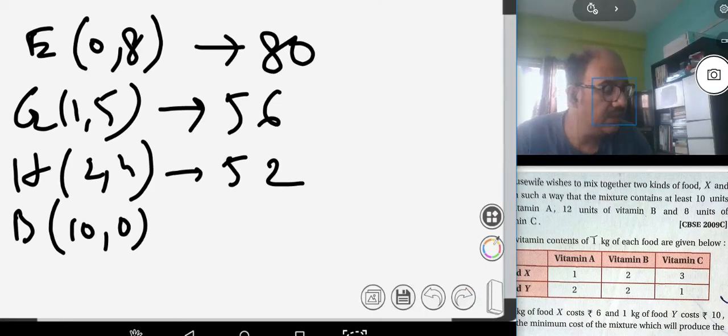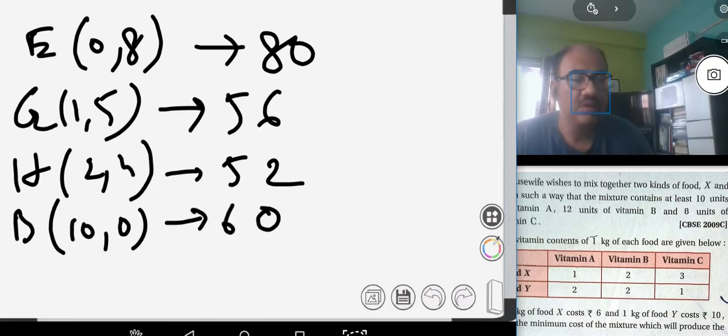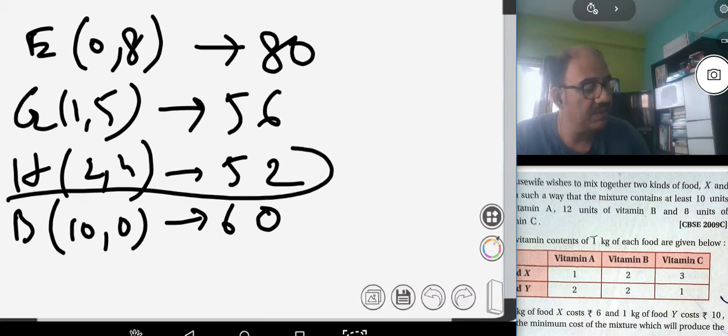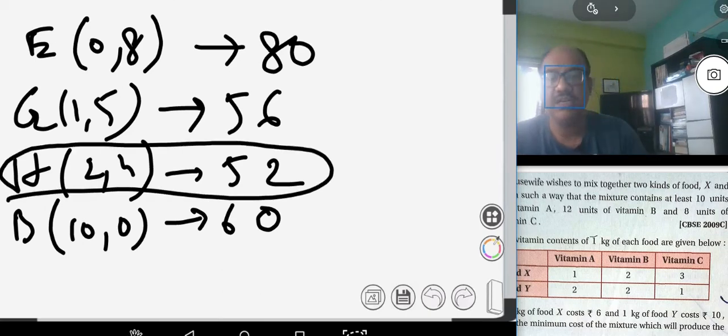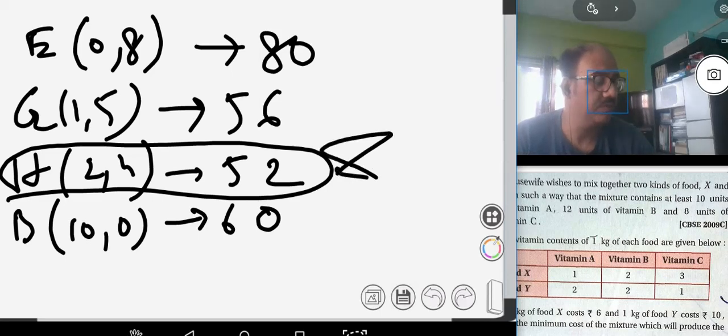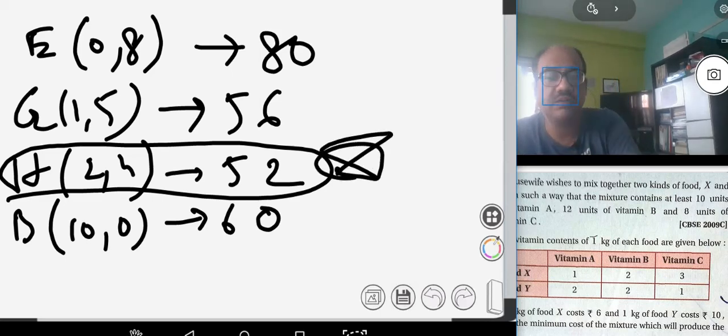And the point B is 60. So 6 into 10, that is 60. So from there we get the minimum as 52. So finally we can write the answer: the housewife should buy 2 kg of food X and 4 kg of food Y, and the total cost will be 52. So that is the final answer to this question.